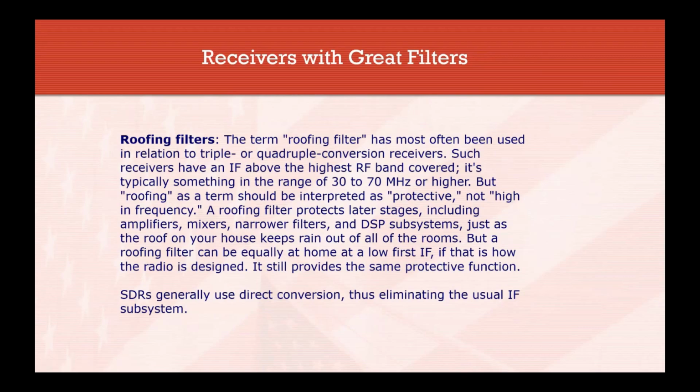Okay, more on roofing filters. Often used in relation to triple or quadruple conversion receivers. Triple conversion means we have 3 IF stages. Quadruple conversion means we have 4 IF stages. Those will be in your most expensive radios, and generally these days would be in older radios, since we're doing so much with digital now in the newer radios. The receivers have an IF above the highest RF band covered. That is an intermediate frequency above the actual RF band. Typically, it's something in the range of 30 megahertz or maybe higher.